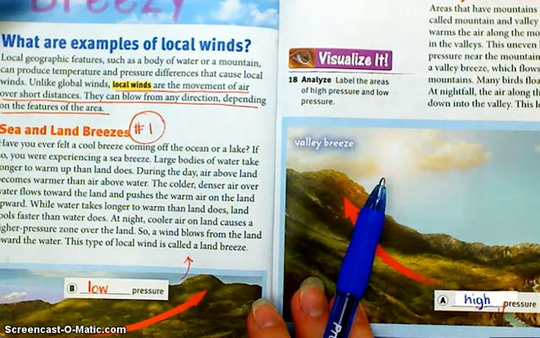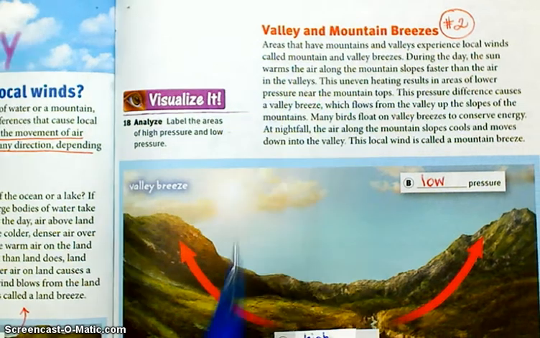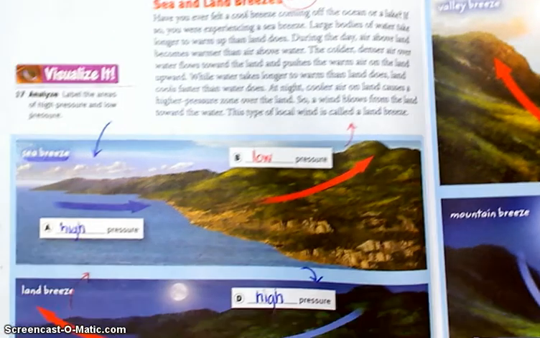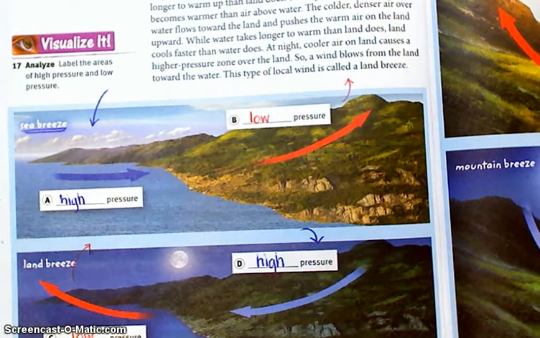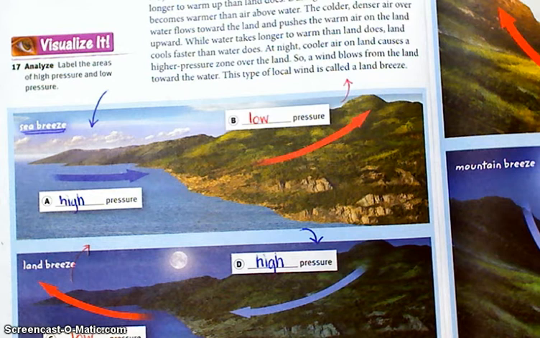And then we have valley and mountain breezes. That's the second kind. Okay. Let's talk about sea and land breezes first. Just a reminder, winds are always named by where they come from. So a sea breeze is a breeze coming from the sea. A land breeze is a breeze coming from the land.